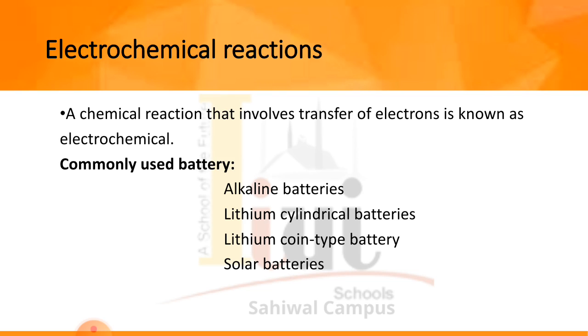Lithium cylindrical batteries are even better, lighter, and cheaper. These batteries are light in weight and cheap. Lithium coin type batteries are used in watches, calculators, torches, toys, etc. A solar battery converts the sun's light energy into electricity, as an electric cell converts chemical energy into electrical energy.